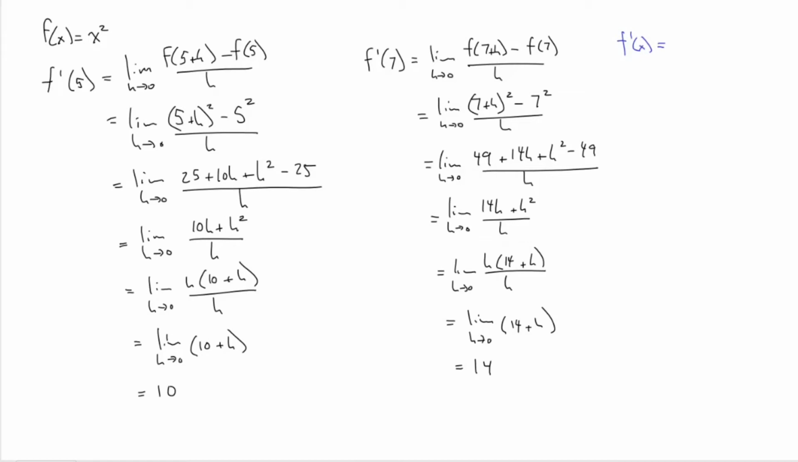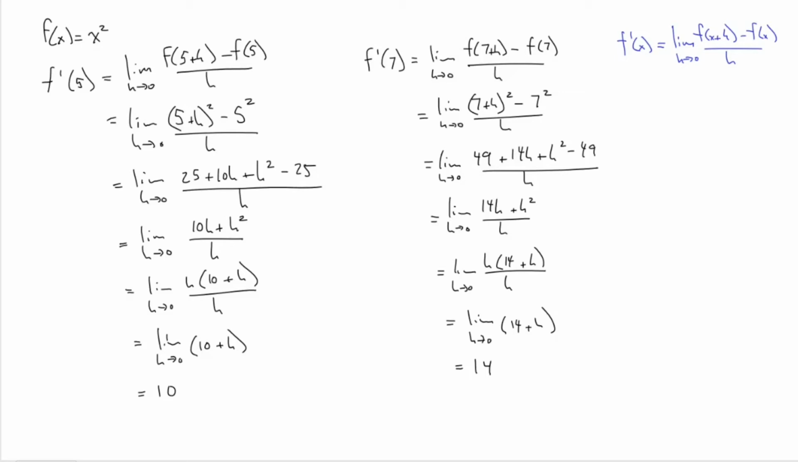Then here's where the fun really begins, and I apologize for squeezing it into the edge here, but I didn't leave myself quite enough room, but we'll see if we can do it anyway. We've got that f prime of x, by the exact same way we figured out f prime of 5 and f prime of 7, is equal to the limit as h approaches 0 of f of x plus h minus f of x all over h, where instead of the 5 or the 7, I'm using the x.